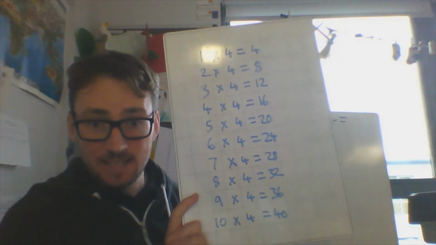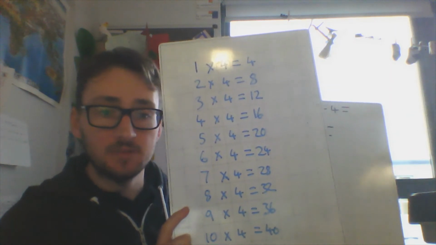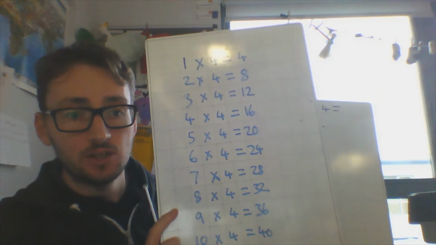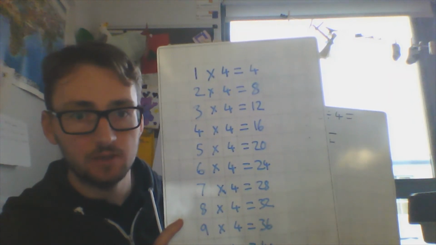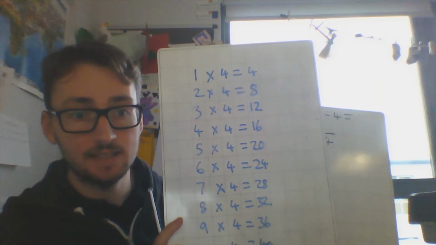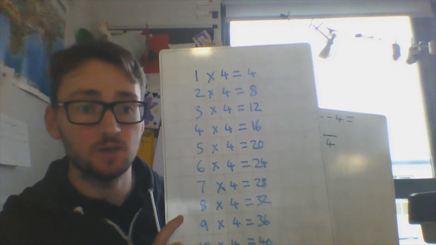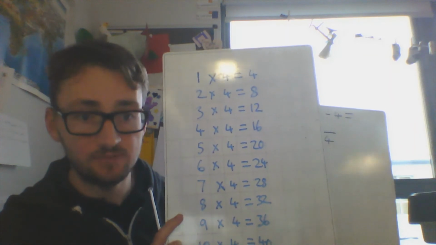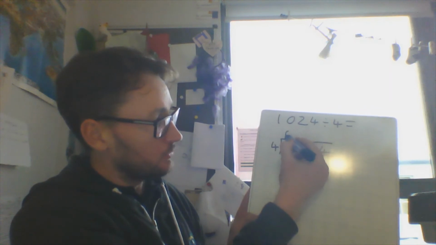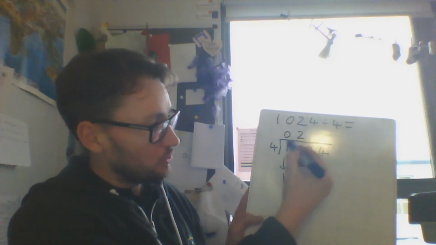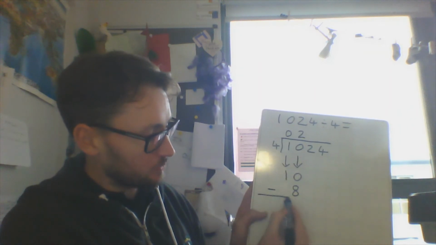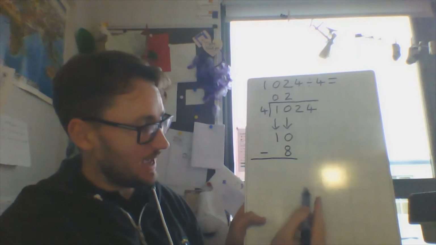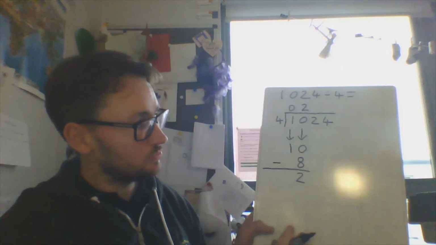10 isn't in the 4 times table, so we look for the times table fact whose product is the nearest but under 10. So 1 times 4 is 4, 2 times 4 is 8, 3 times 4 is 12. That's too much, so we go back down 1. 2 times 4 is 8. That's the fact that helps us. 2 times 4 is 8. And now we're going to subtract that. 10 subtract 8 is 2.